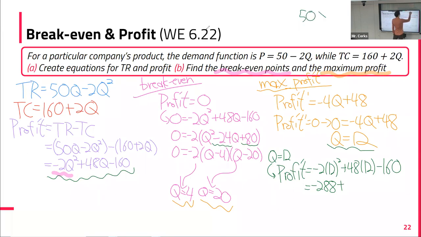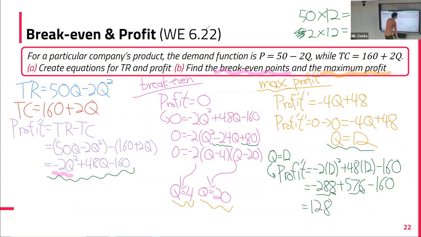So I would do 50 times 12 is 600, and then we're just subtracting 2 times 12 because 50 minus 2 is 48. That's 24. So 600 minus 24, 576 minus 160. This one is exactly half of this one. So 288 minus 160. And we can see 128 there. Okay, so finally, we got our answer and our maximum profit here.